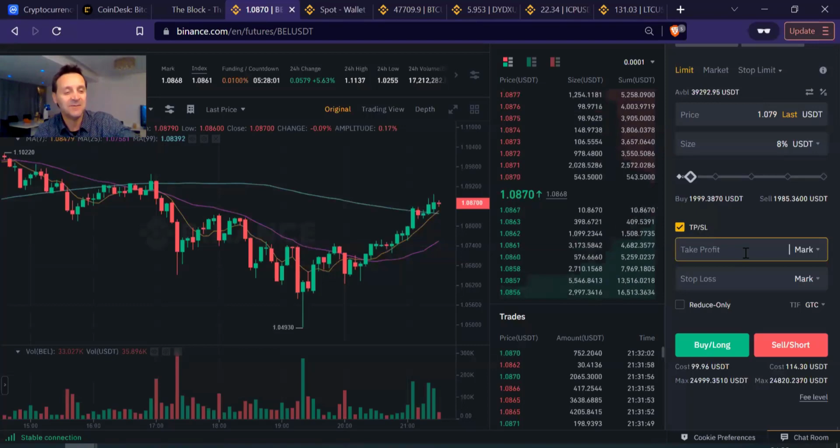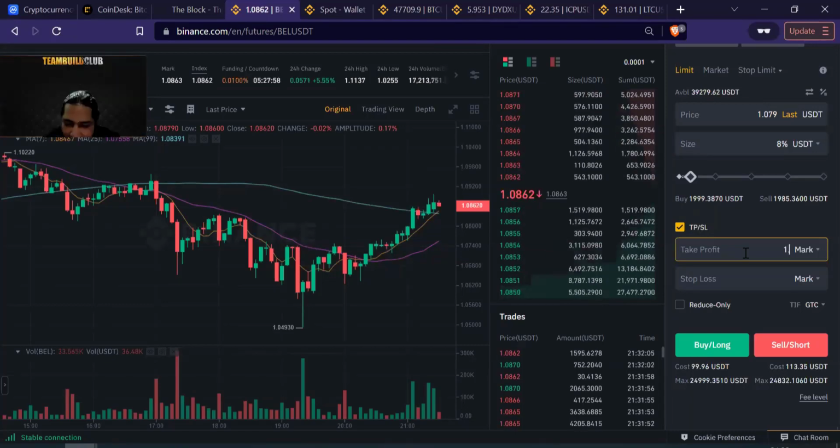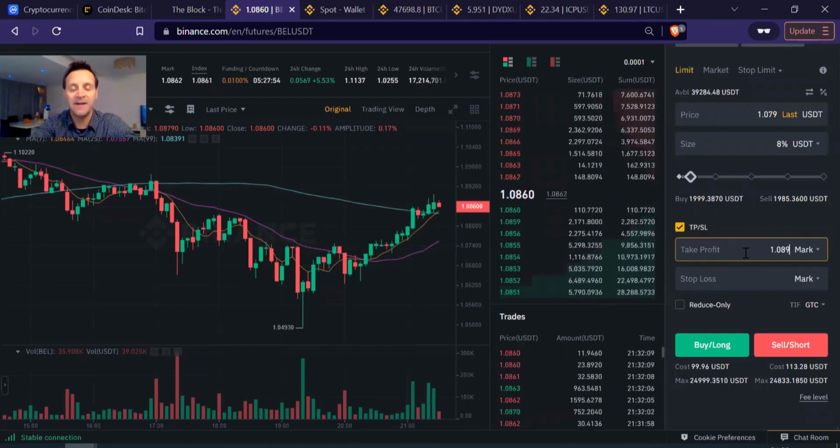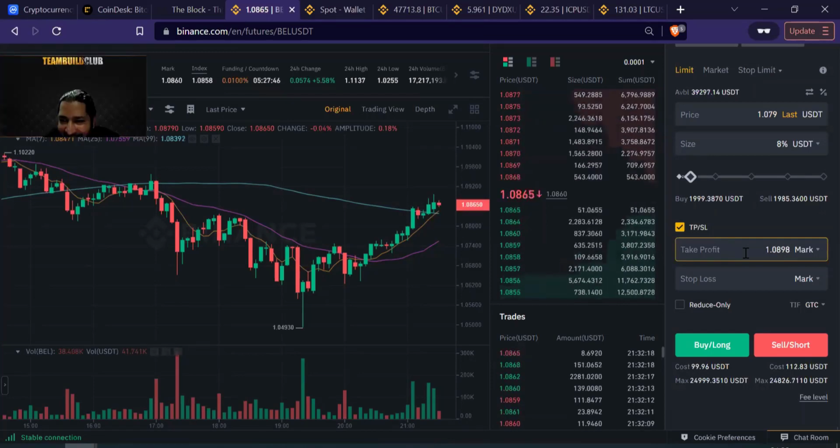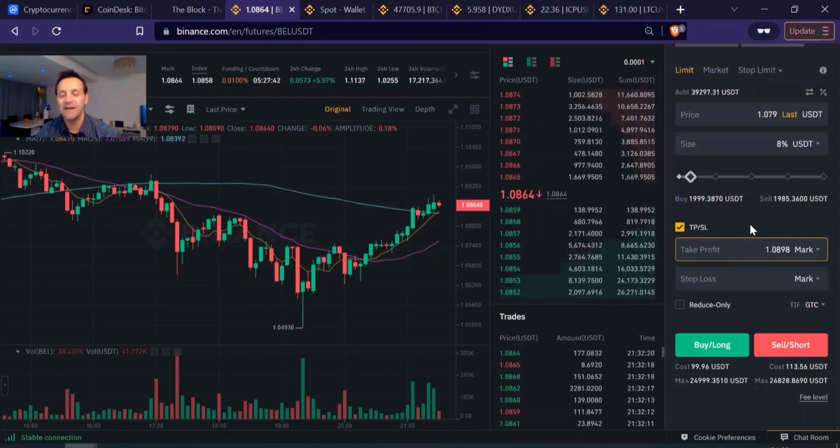And it is 1.0898. So it's almost 0.02 in difference, which is like 2-3% more or less, something like 2%. So with 2%, I will be happy.